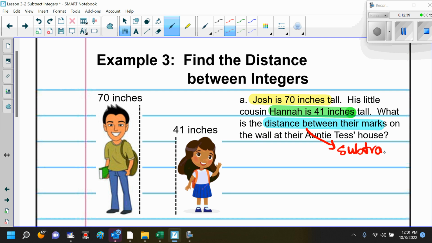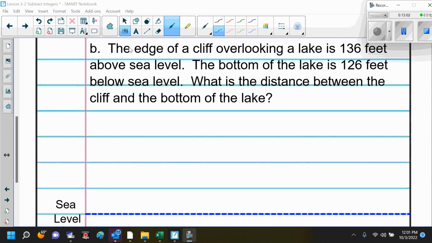So finding the distance, that means we're going to subtract. Is everybody clear? So we're finding the distance between 2 points, we subtract. So we're going to subtract 70 minus 41, and you already told me what it's going to give me? 29 inches.